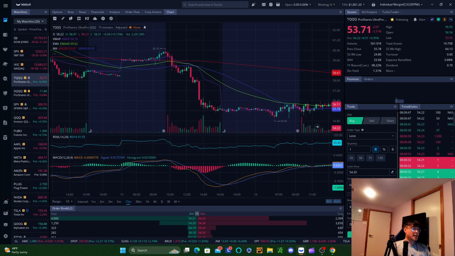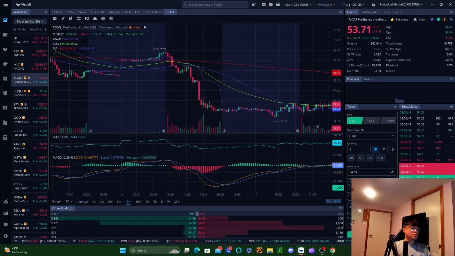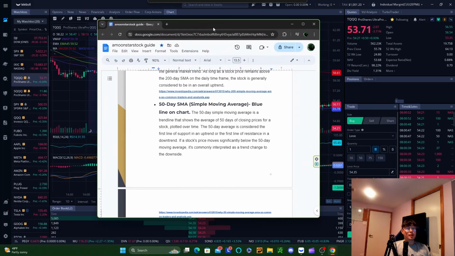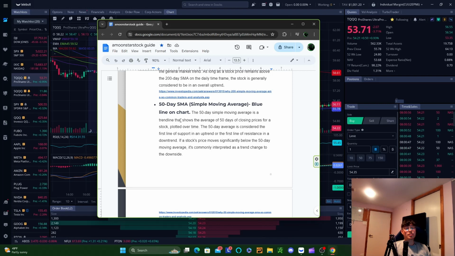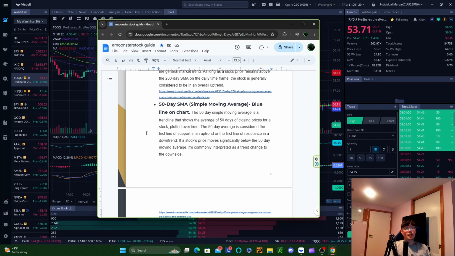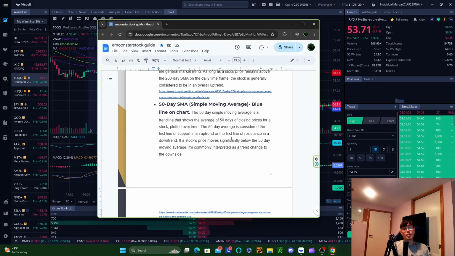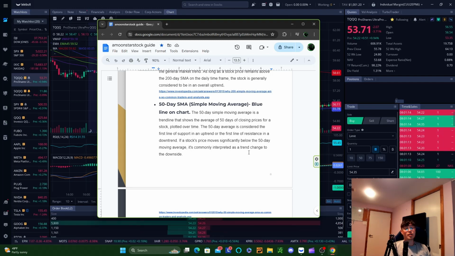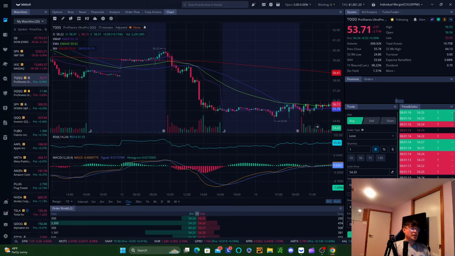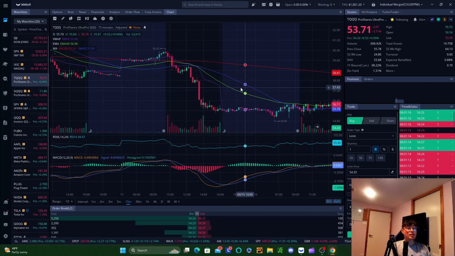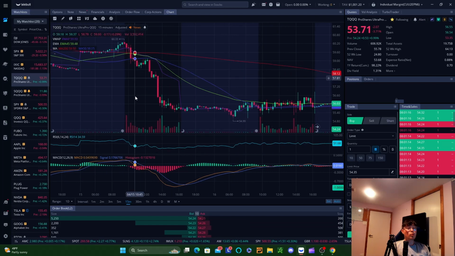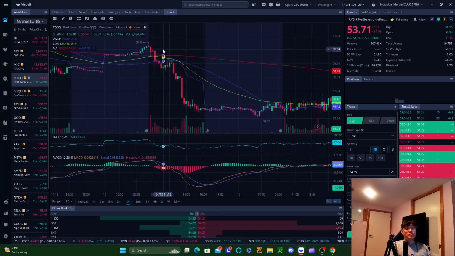After that, we're going to talk about the 50-day simple moving average, which is my blue line on the chart. The 50-day simple moving average is a trend line that shows the average of 50 days of closing prices for a stock plotted over time. The 50-day average is considered the first line of support in an uptrend or the first line of resistance in a downtrend. If a stock's price moves significantly below the 50-day moving average, it's commonly interpreted as a trend change to the downside. So this is my 50-day moving average. Once again, it helps me indicate what direction the stock's trend is.